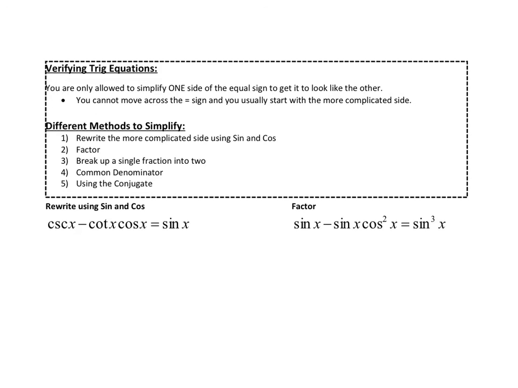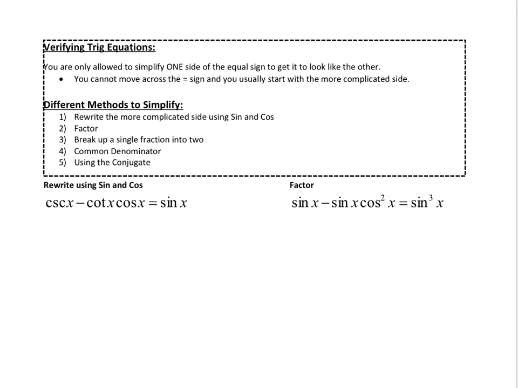Okay, so now the whole point of this lesson is that we're going to use one or more of those different strategies we learned on the last page to help us verify trig equations. So what do I mean by verify trig equations? I really just mean that this left side of the equation has to equal the right side. But the general rule of thumb is that you're only allowed to simplify one side of the equal sign. So you can't manipulate both sides and you can't move across. You need to draw a line and basically simplify just one side until you get to the other.